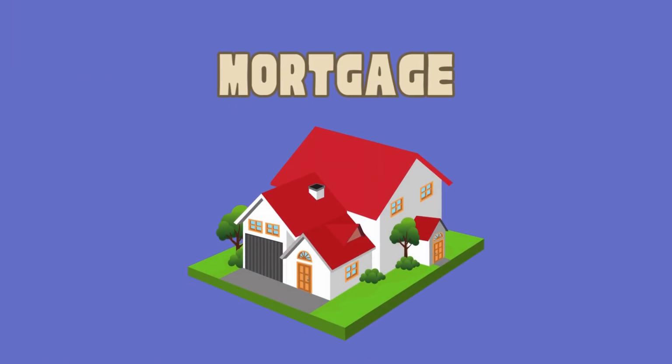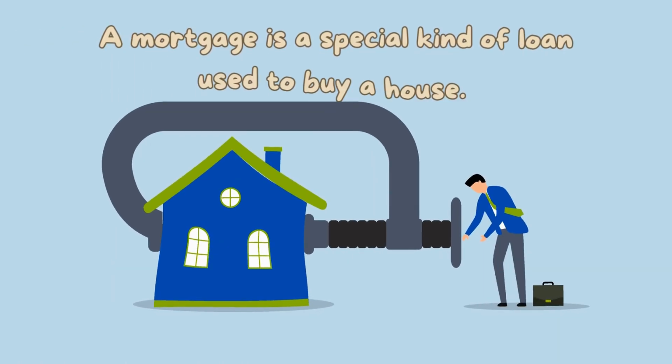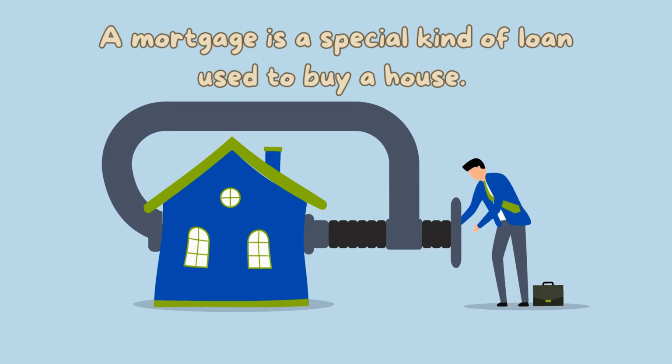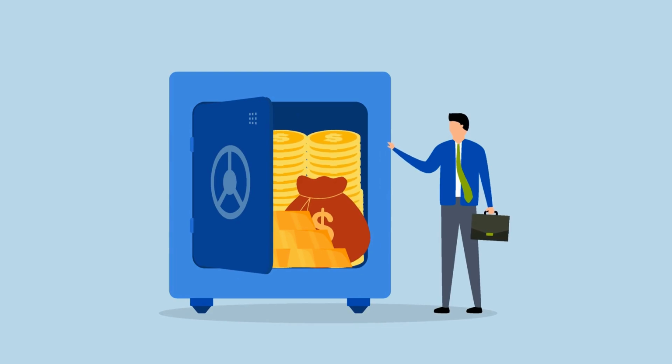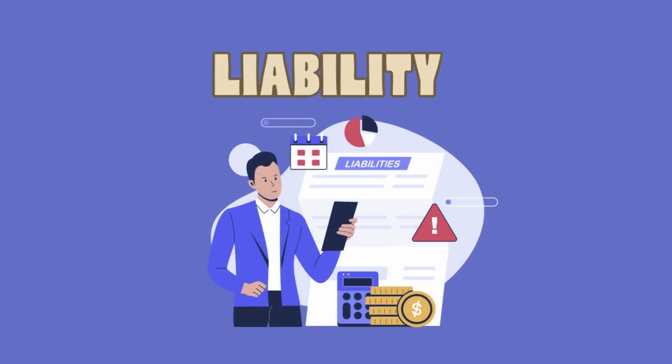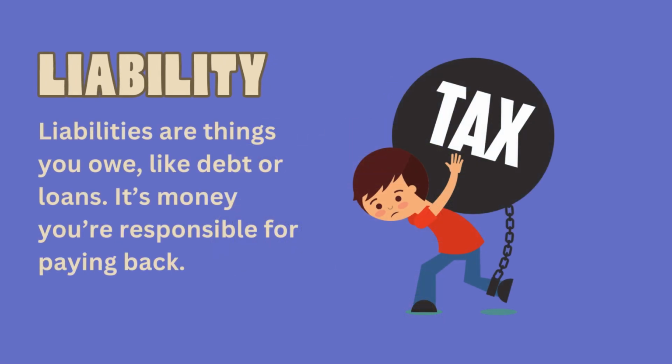Mortgage. A mortgage is a special kind of loan used to buy a house. You pay it back over many years, usually with interest. Asset. Assets are things you own that have value, like a car, house, or even your phone. They can be sold for cash. Liability. Liabilities are things you owe, like debt or loans. It's money you're responsible for paying back.